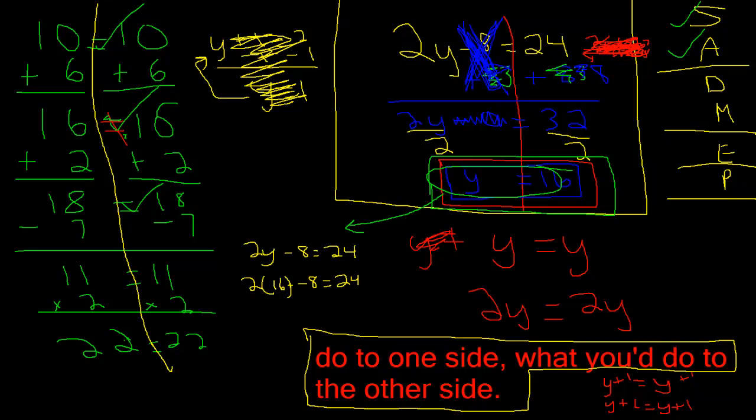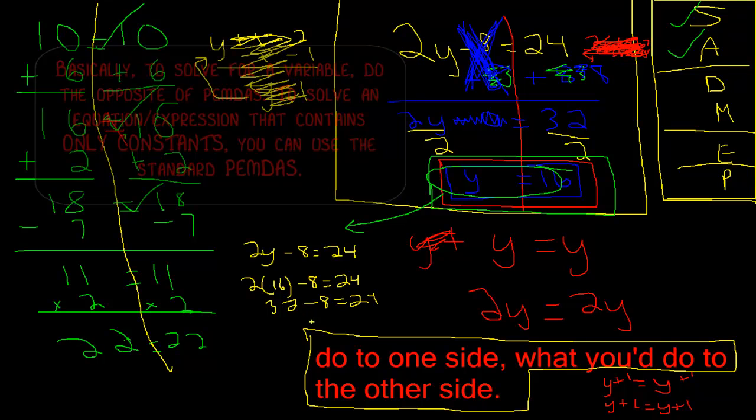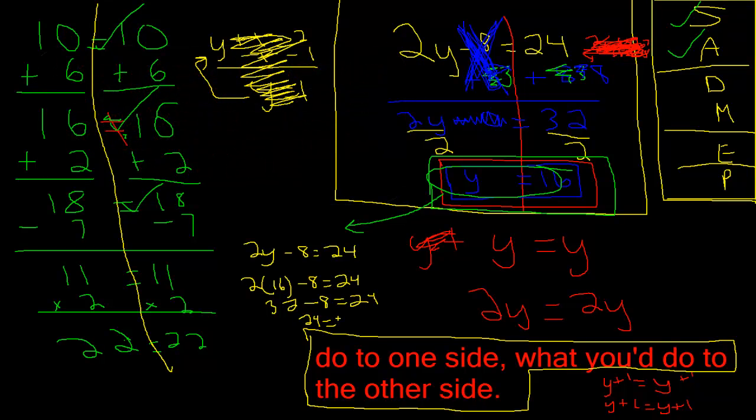Well, remember PEMDAS. This opposite order is for equations where you don't know the value of y. I know I said something different earlier, but that was just to get you guys to grasp the concept. You always follow PEMDAS when you're doing this as well. So 2 times 16 equals 32, minus 8 equals 24. Okay, and 32 minus 8, if you recall, is 24. So we found the right answer.